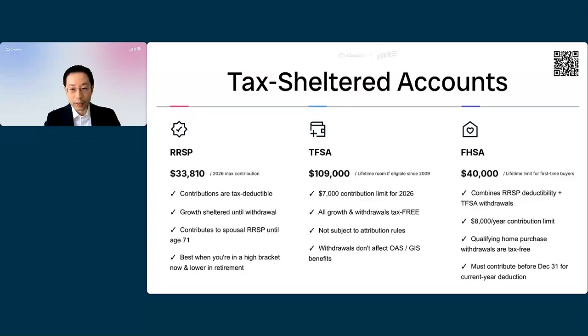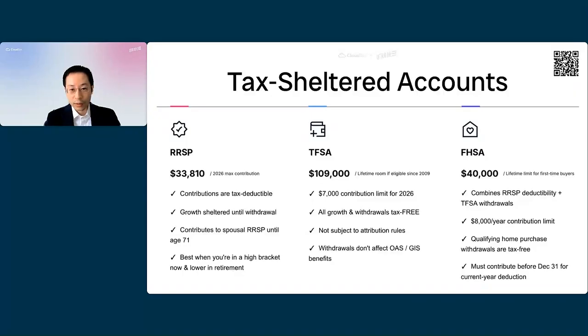There is a strict purpose restriction. The withdrawals have to be for the purpose of buying a new home. Otherwise, it will be taxed. The contribution carry forward is limited to $8,000 per year. So if it's not used, it's lost. Non-residents will be subject to 25% withholding tax, less tax treaties, if they make a withdrawal.